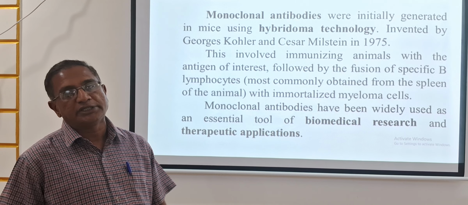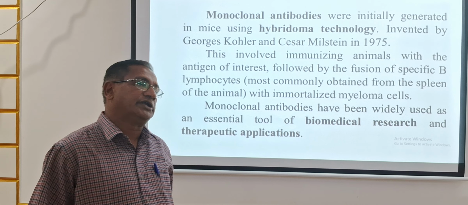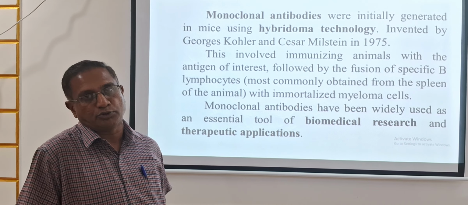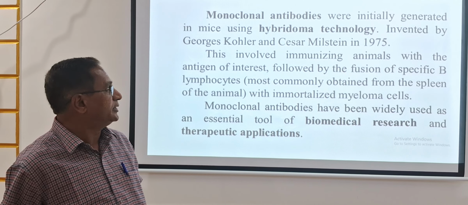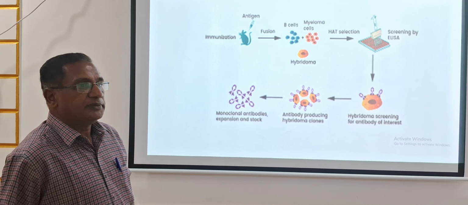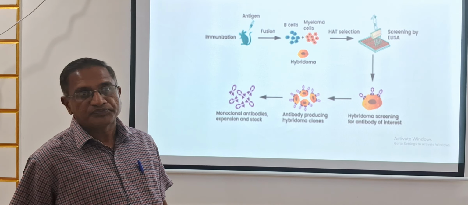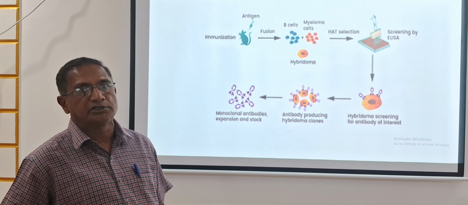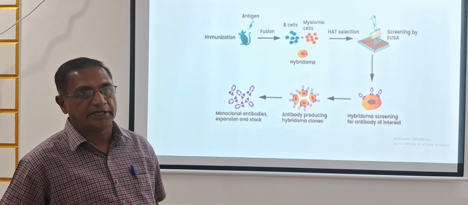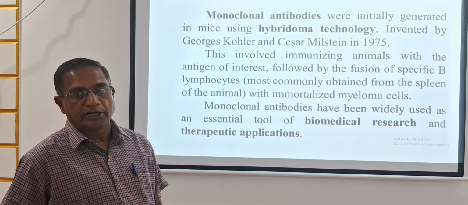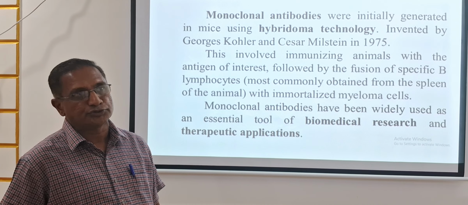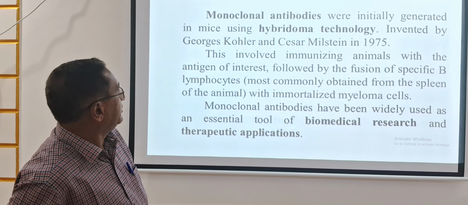The immunoglobulins can be classified into 5 types: immunoglobulin G, immunoglobulin A, immunoglobulin M, immunoglobulin E, and immunoglobulin D. The monoclonal antibody was invented by Georges Köhler and César Milstein in 1975. The technique used is hybridoma technology, which is used to produce the monoclonal antibody.